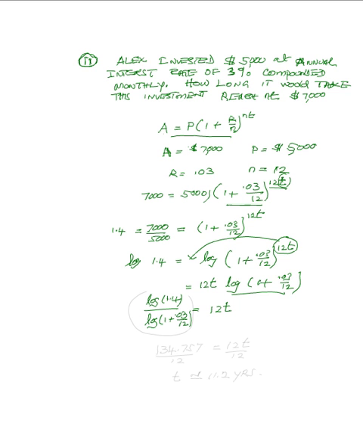Now, if you use your calculator and calculate this quantity here, it will be equal to somewhere close to 134.757, I think, if my calculation is correct, equals 12t. Now, to isolate t, you have to divide both sides by 12. So t will be approximately equal to something like 11.2 years. So this example clearly indicates how to solve an exponential equation in a real world situation and find answers.